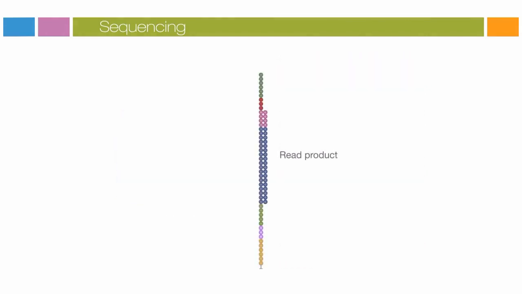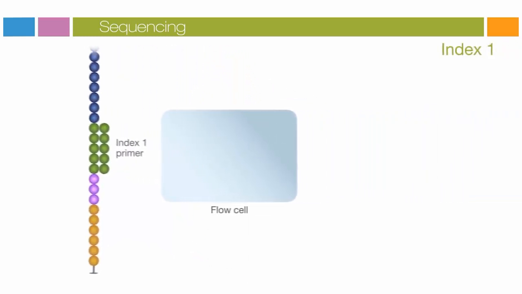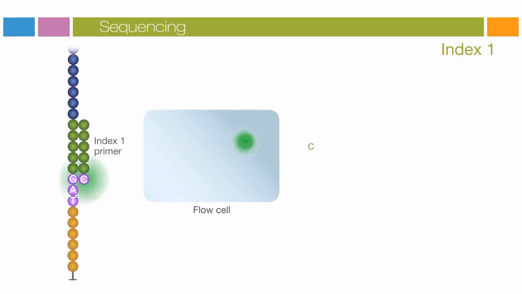After the completion of the first read, the read product is washed away. In this step, the index 1 read primer is introduced and hybridized to the template. The read is generated, similar to the first read.